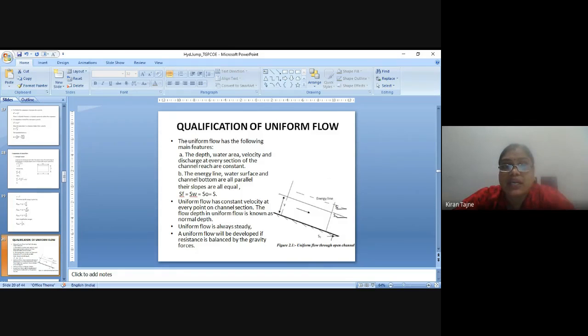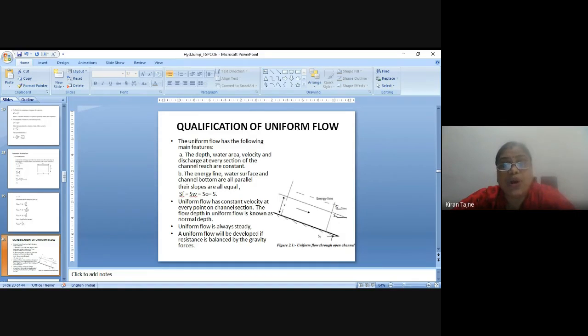Then the energy line, water surface, and channel bottom are parallel to each other, meaning their slopes are equal. So SO, which is the slope of channel bottom, is equal to SW, slope of water surface, which is equal to SF, which is the slope of energy line. So all these three slopes are equal to S. They are parallel to each other.